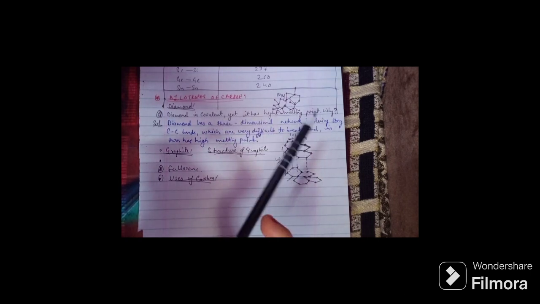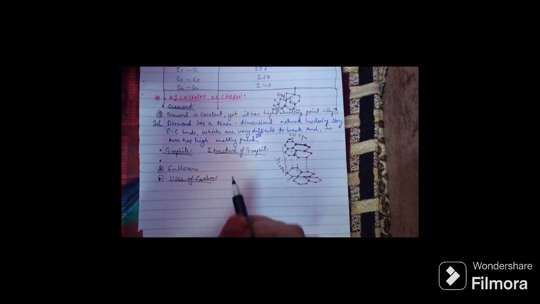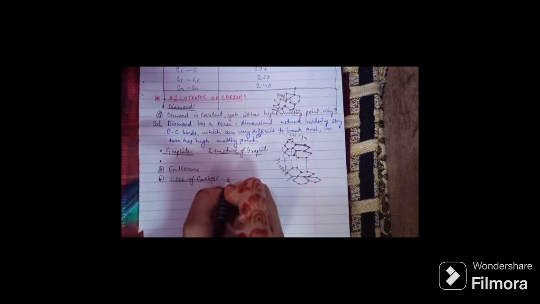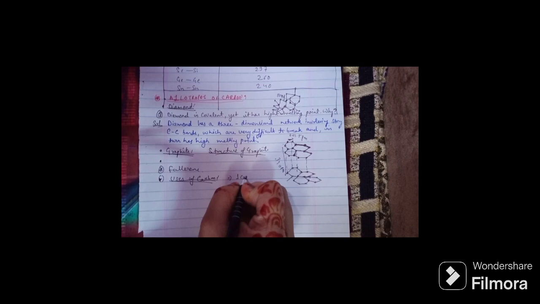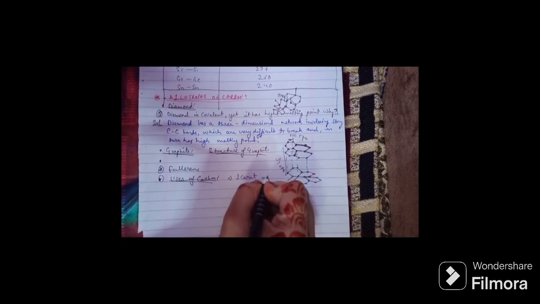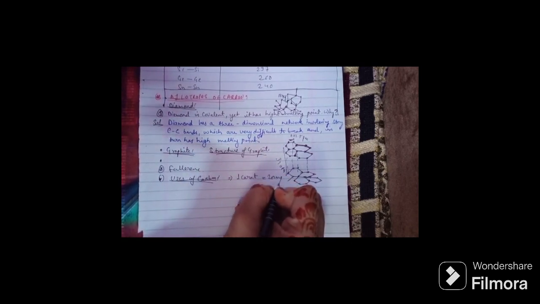Diamond is a precious stone and is used in jewelry. It is measured in carats as well. 1 carat equals 200 mg.